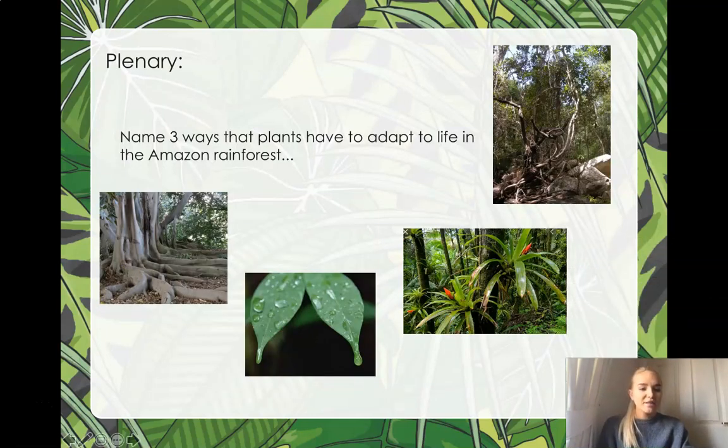Your final plenary today then, just to remind yourselves, can you name 3 ways that plants have to adapt to life in the Amazon rainforest using these pictures to help you? Pause the video and have a think.